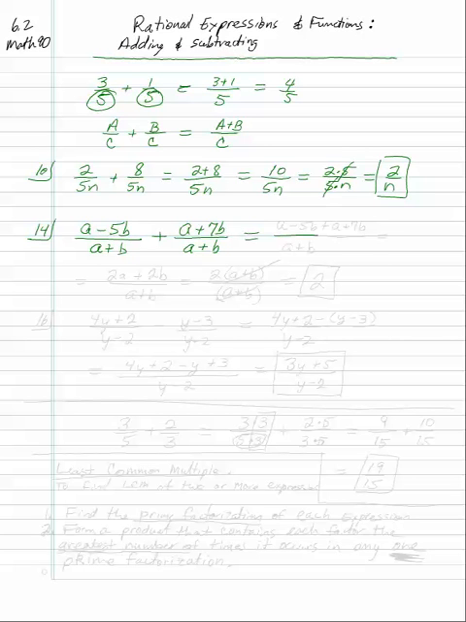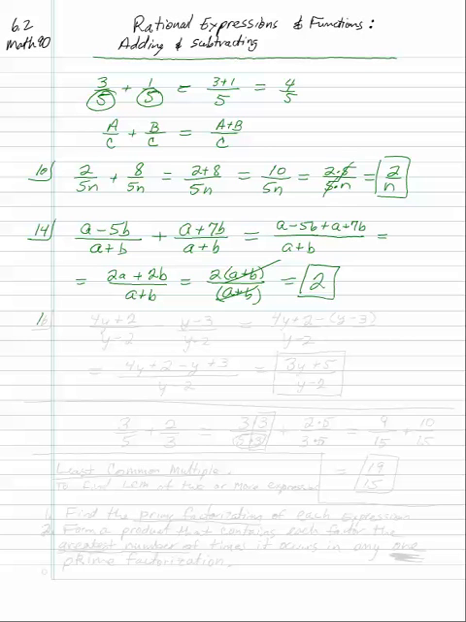Okay, so on this one, a plus b, the denominator is the same, just write it down. The numerators, a minus 5b plus a plus 7b, combine like terms, so we get 2a plus 2b. We factor the 2 out, and you get 2.